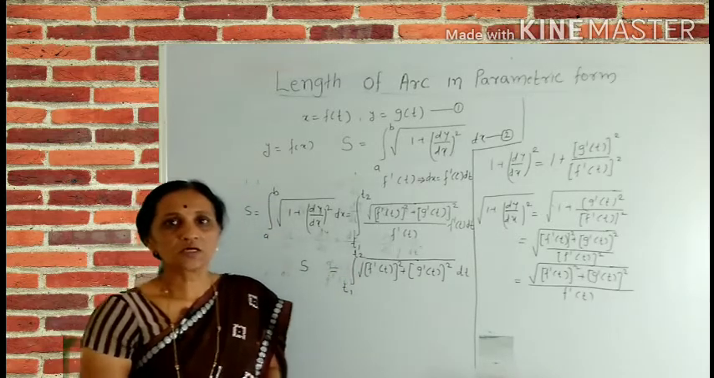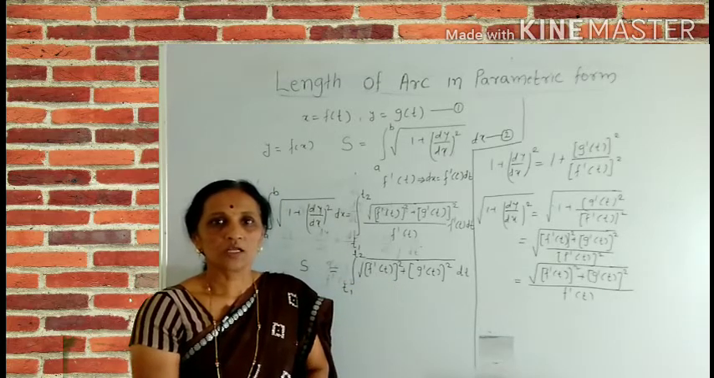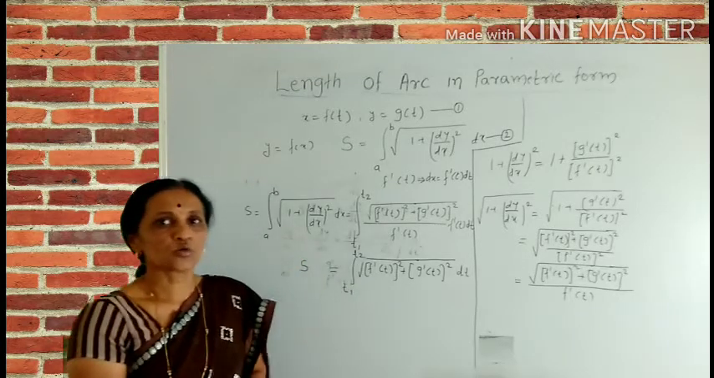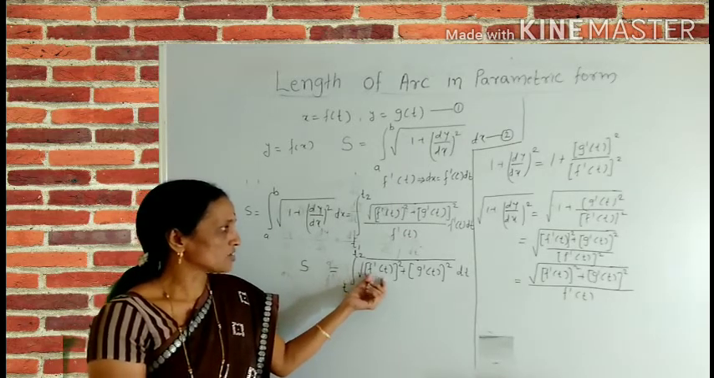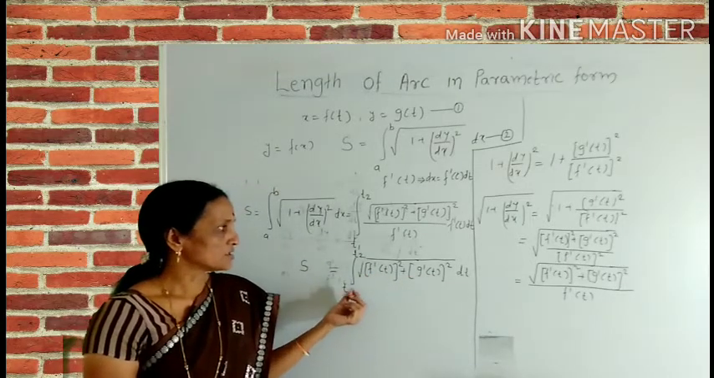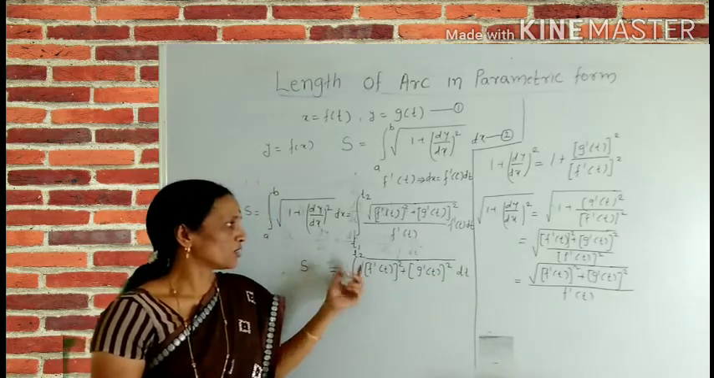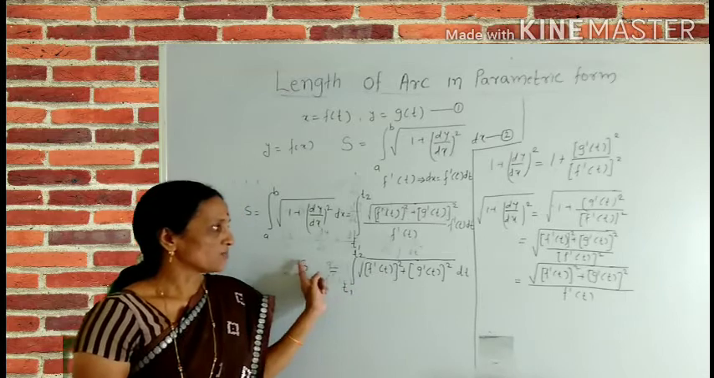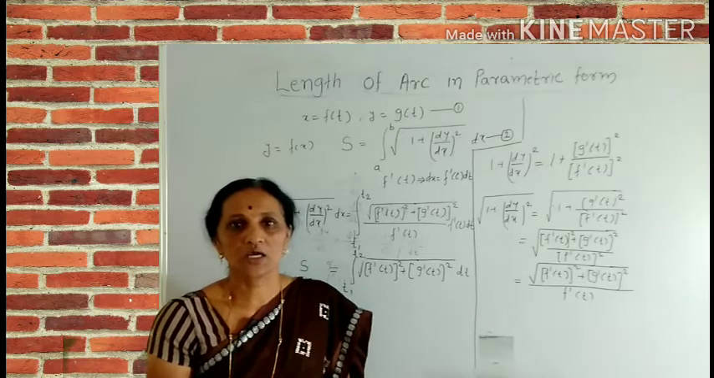In this lecture we found the length of the arc in parametric form using the length of the arc in Cartesian form, given the parametric equations f(t) and g(t). In the length of the arc the integration is with respect to t, and the upper and lower values are also in t, where t is the parameter. So we say that this is the length of the arc in terms of the parametric form.